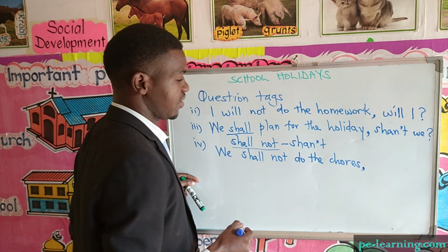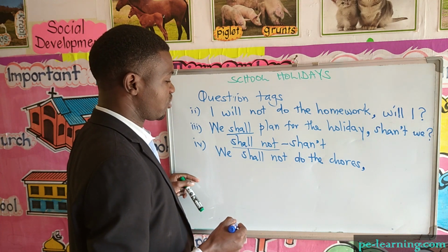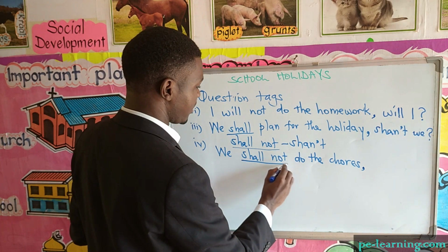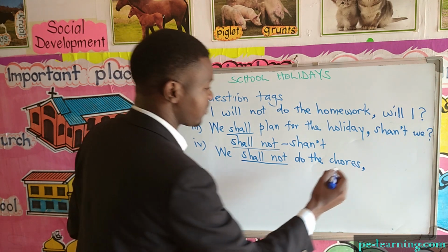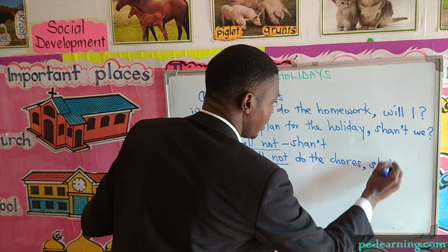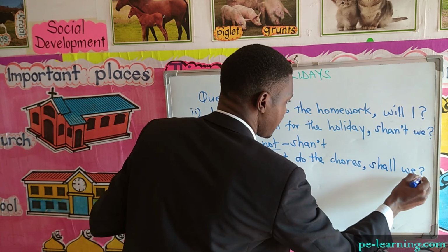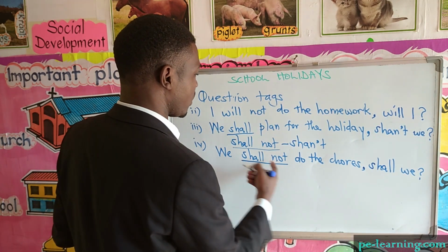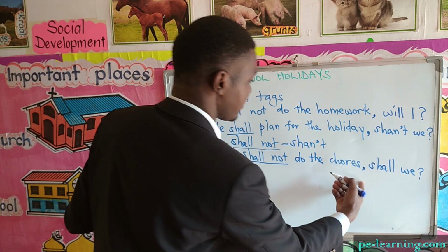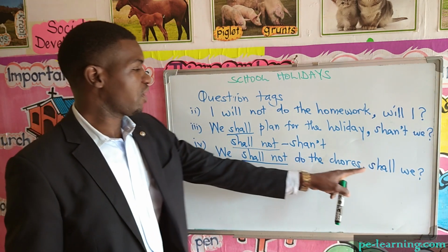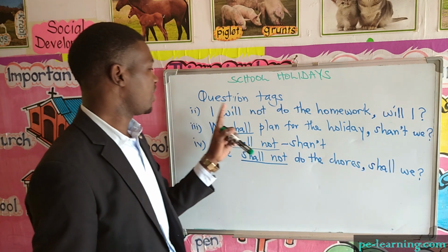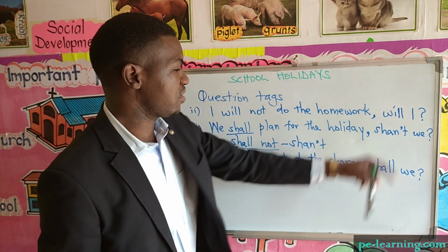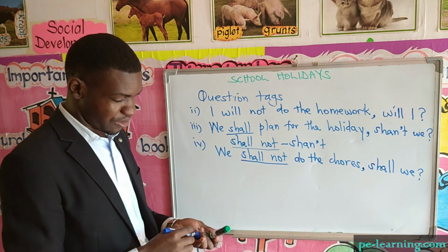Now this is our statement. We are going to supply a question tag. Being that this is already negative, the question tag is going to be affirmative. And we shall just say, shall we? So we shall not do the chores, shall we? Negative, affirmative. Affirmative, negative. Negative, affirmative. I hope you are following.